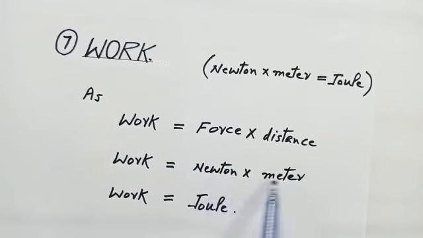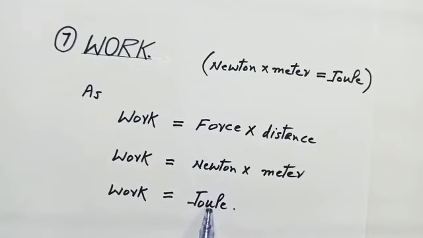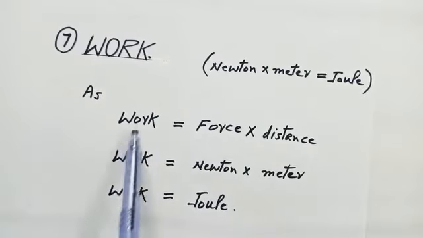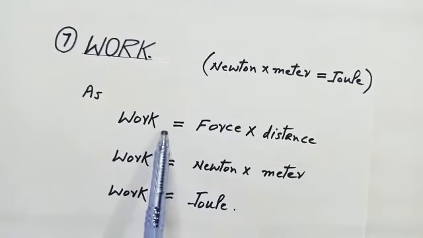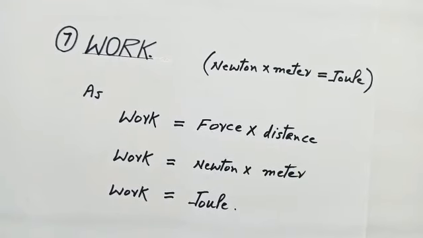And this Newton into meter is called joule. Joule is a derived unit. We get this joule from this equation. So we get the derived unit from the equation of the physical quantity. These are examples of different derived units. How do we get these derived units? We get the derived units from the equations.